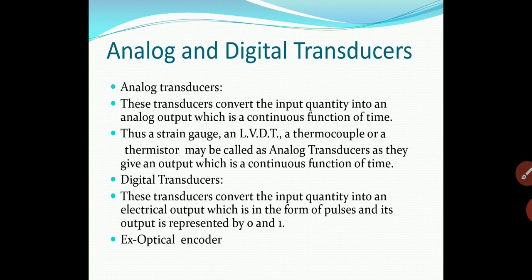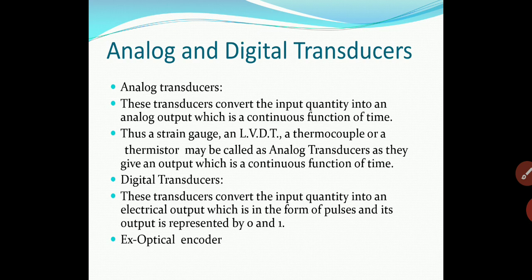Next classification is analog and digital transducer. The analog transducer converts the input quantity into an analog output which is a continuous function of time. Like strain gauge, LVDT, thermocouple, thermistor, these all are examples of analog transducer. क्योंकि इसमें हमें किस फॉर्म में आउटपुट मिल रहा है, in the form of the voltage. So it is a type of analog transducer, जिसमें कि हमको कंटिन्यूअस वोल्टेज मिलेगा और the output which is a continuous function of time. So these are the examples of analog transducer.